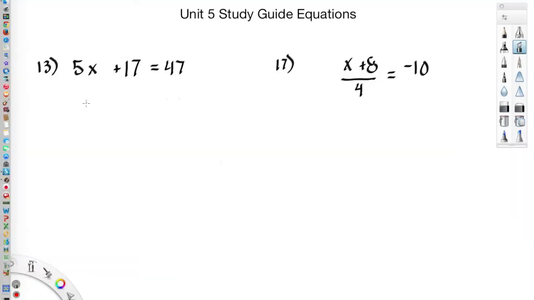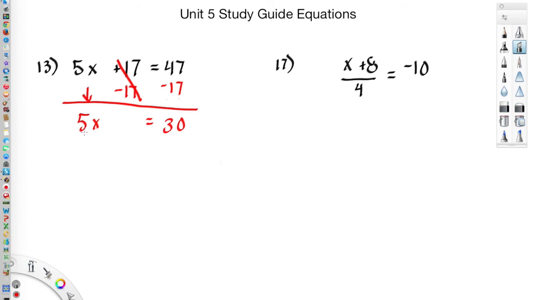Moving right along, we now have two-step equations, and number 13, I have 5x plus 17 is equal to 47. We examine our variable, and we ask ourselves what's happening to it. We're adding 17 to it, and we're also multiplying it by 5. Well, we need to do the inverse of both of these operations, and we need to go in the inverse order of operations. So I need to get rid of the plus 17 first. How do I get rid of a plus 17? I subtract it, and what I do to one side, I do to the other. The 17's cancel each other out. I bring down my 5x. 5x is equal to 47 minus 17, which is 30.